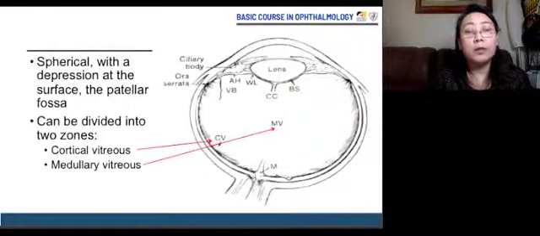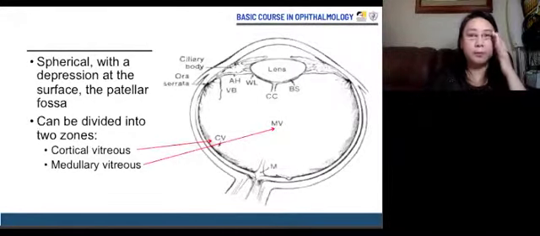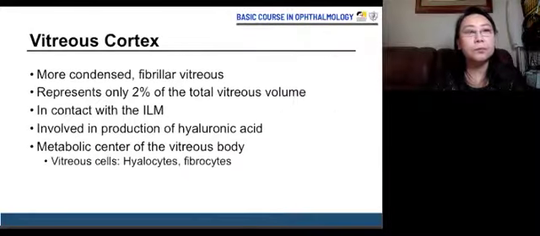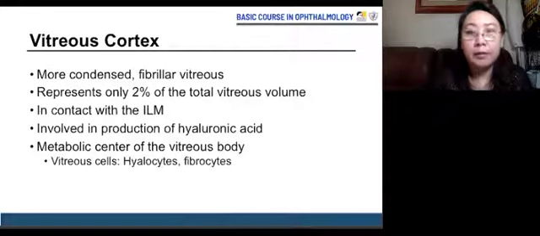The vitreous can be divided into two zones. You have the cortical vitreous, which is near your retina, and the medullary vitreous. The vitreous cortex is more condensed and fibrillar. It represents only around 2% of the total vitreous volume. It is in contact with the ILM, the internal limiting membrane, and is involved in production of hyaluronic acid. It is the metabolic center of the vitreous body, containing vitreous cells, the fibrocytes, and hyalocytes.